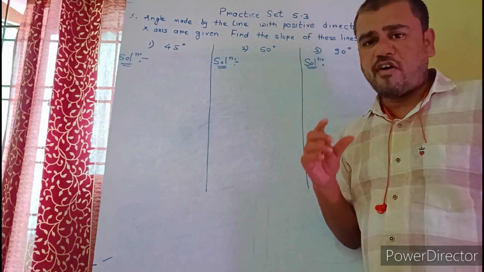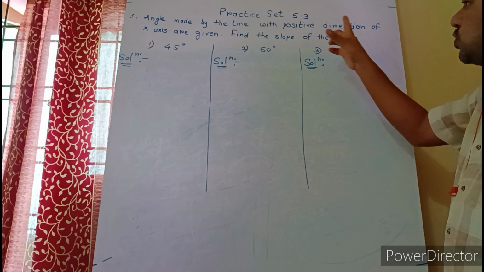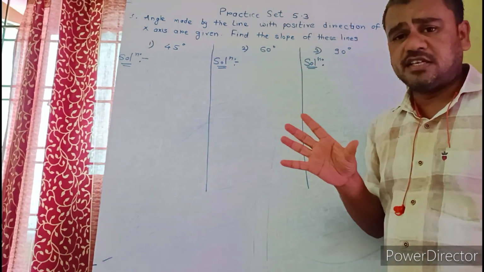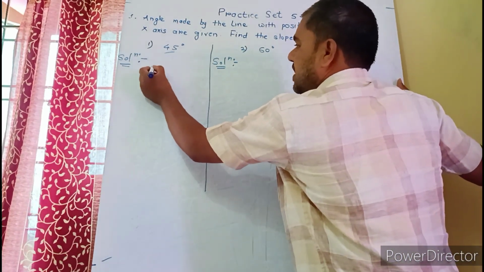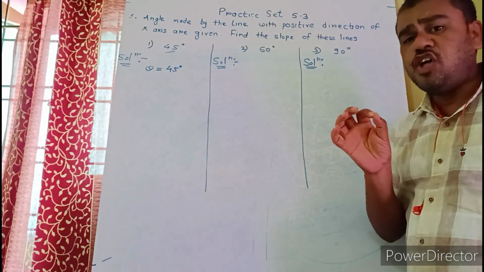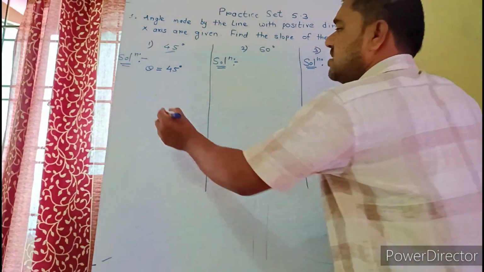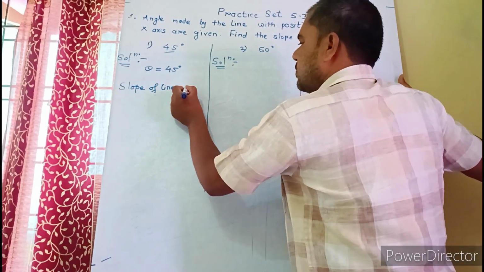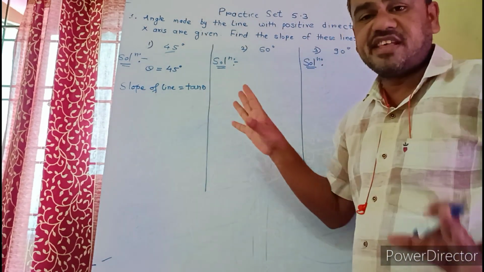Now here we have to find out the slope of the line if the angle is given, which is made to the positive direction of the x-axis. Now for the given angle, in the first question the angle is 45. Here we consider the value of theta as 45. If the angle is given, the formula for the slope of the line is: slope of line is equal to tan of theta.